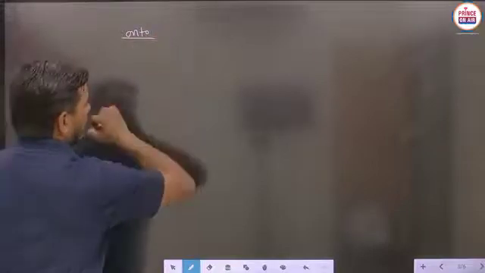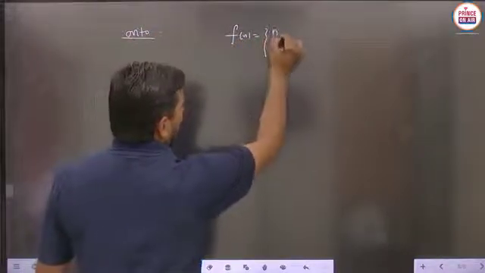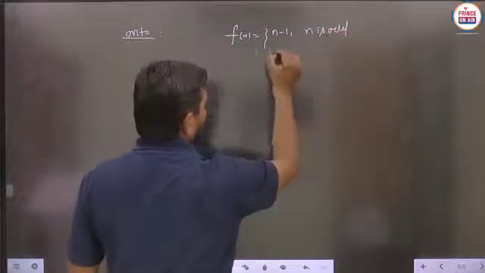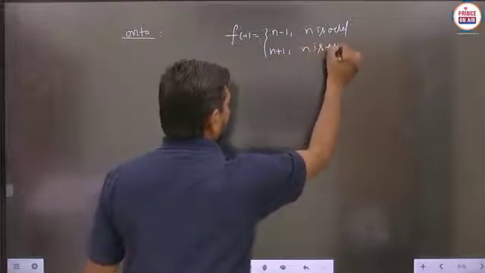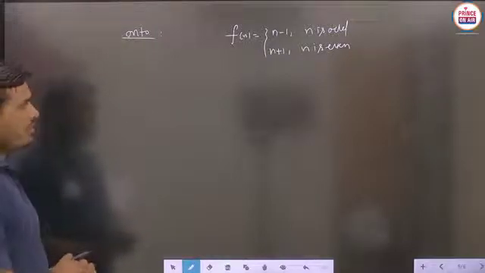Again I am writing the particular function. f(n) is given as n minus 1 if n is odd, and n plus 1 if n is even. This particular function is given. Now students, we will check whether the given function is onto or not.